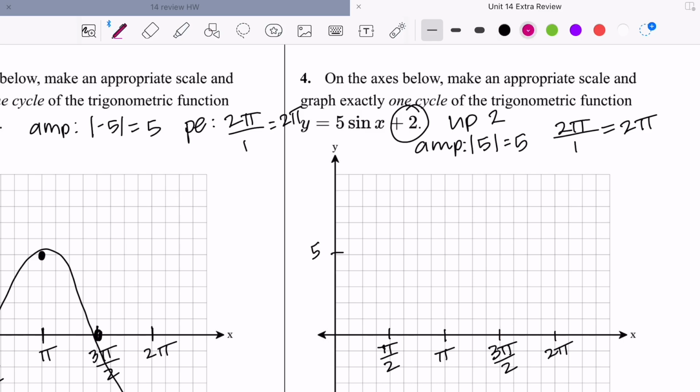So I'm going to graph 5 sine x and then move every point up 2. So that means because it's positive, it's going to start on its midline and then go up, midline, down, midline. And then from there, I'm going to move every point up 2 to get my actual graph.